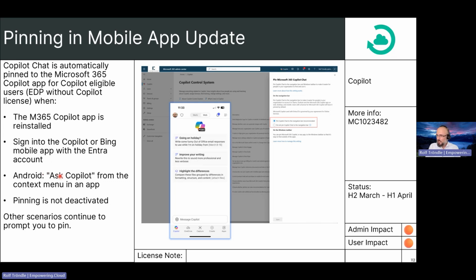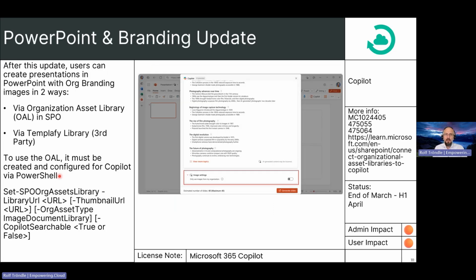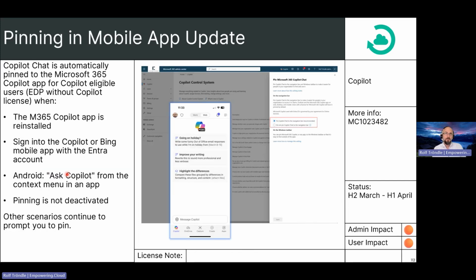How about the support of other templates like Word or Excel in the organization asset library? I haven't seen anything yet on the roadmap for when Word and Excel will use the organization asset library. Sorry for that one, but only for PowerPoint till now.